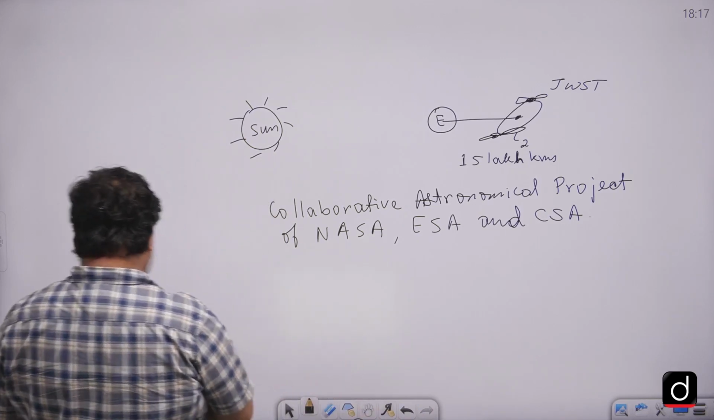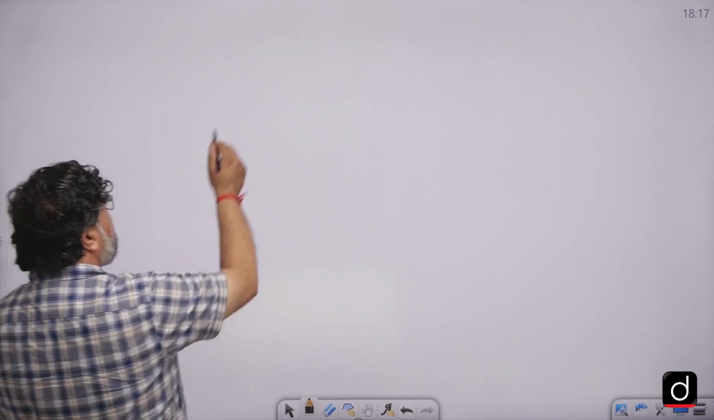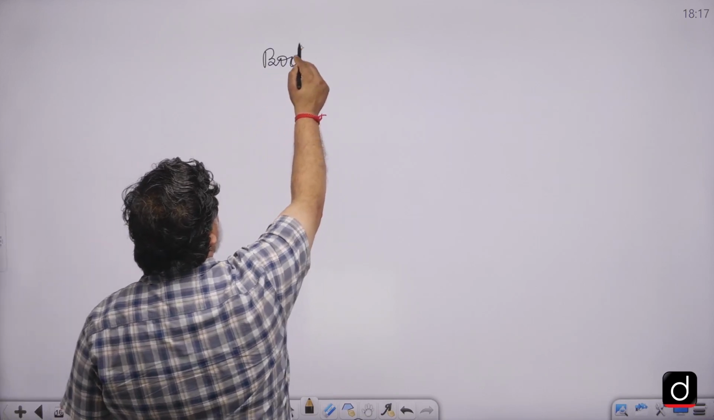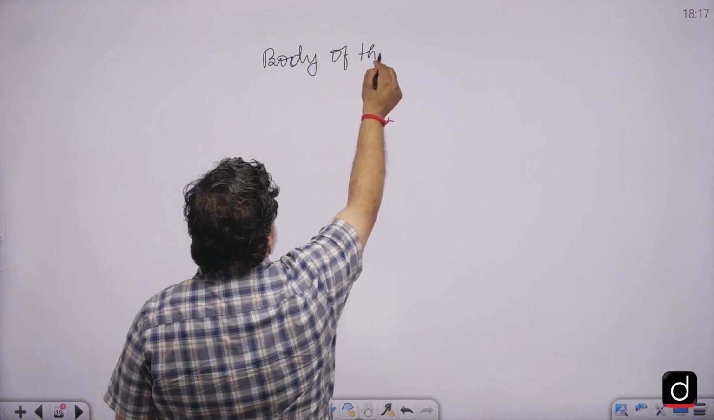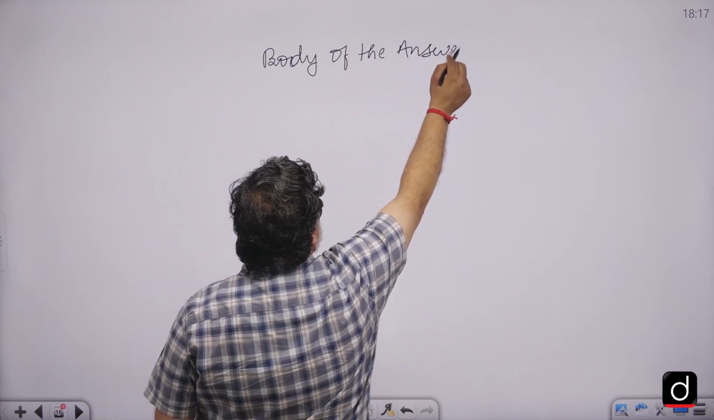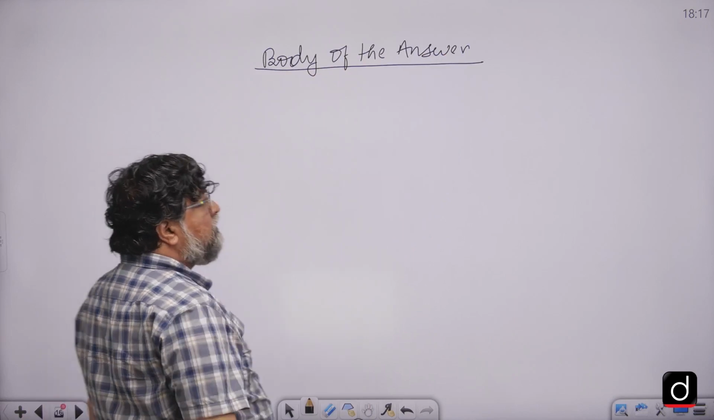Now coming to the body of the answer. Now what comes here? The body of the answer. The first part of the body is the features.